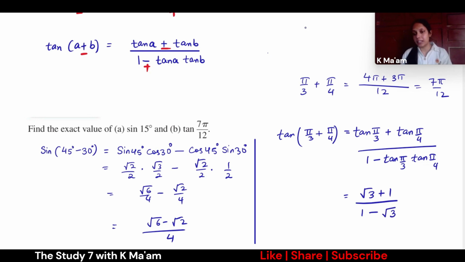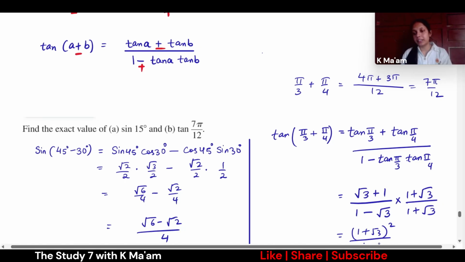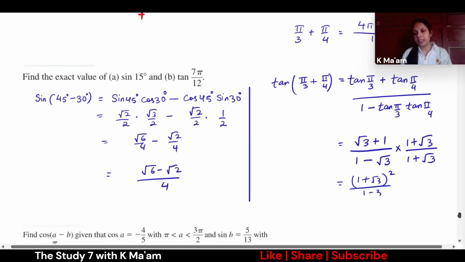You can rationalize this. How? Just multiply by 1 plus root 3 over 1 plus root 3. It will give you 1 plus root 3 whole squared over 1 minus 3. 1 minus 3 is negative 2. So negative 1 by 2 times 1 plus square root 3 whole squared.